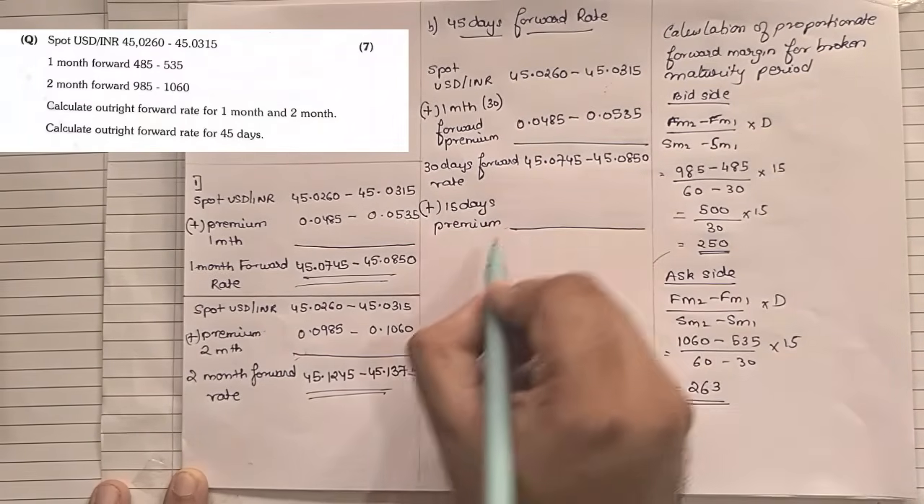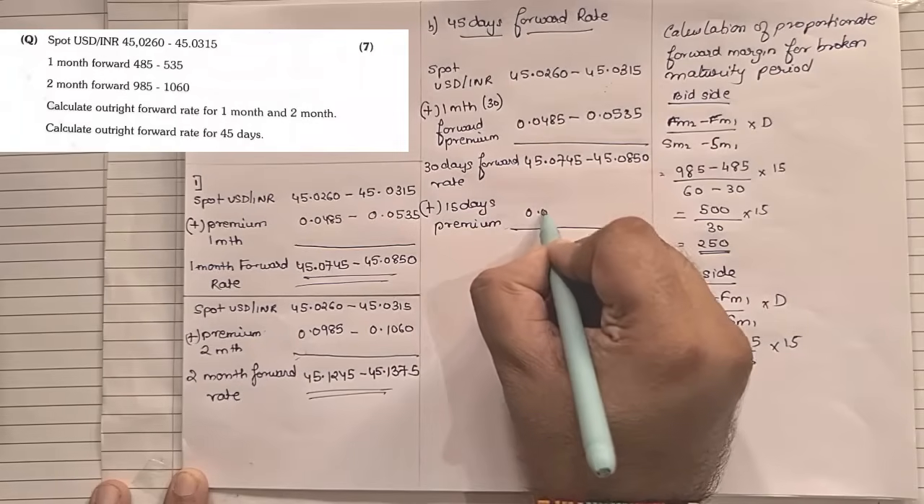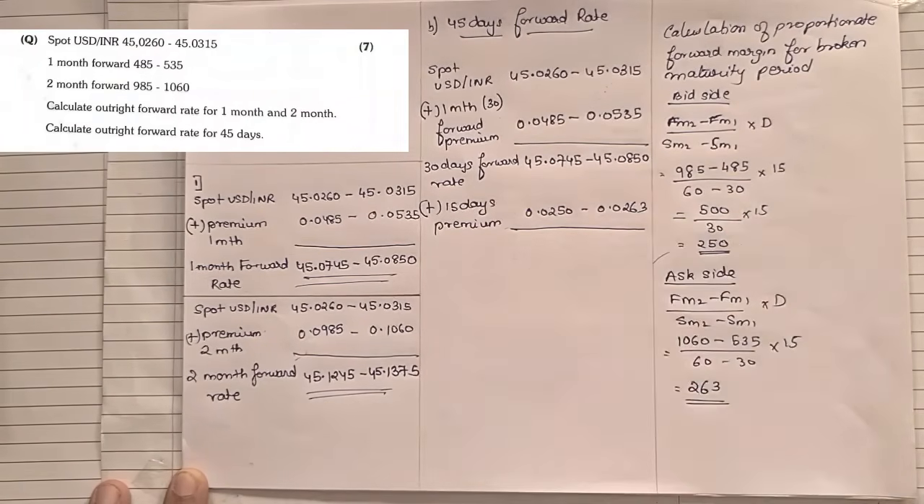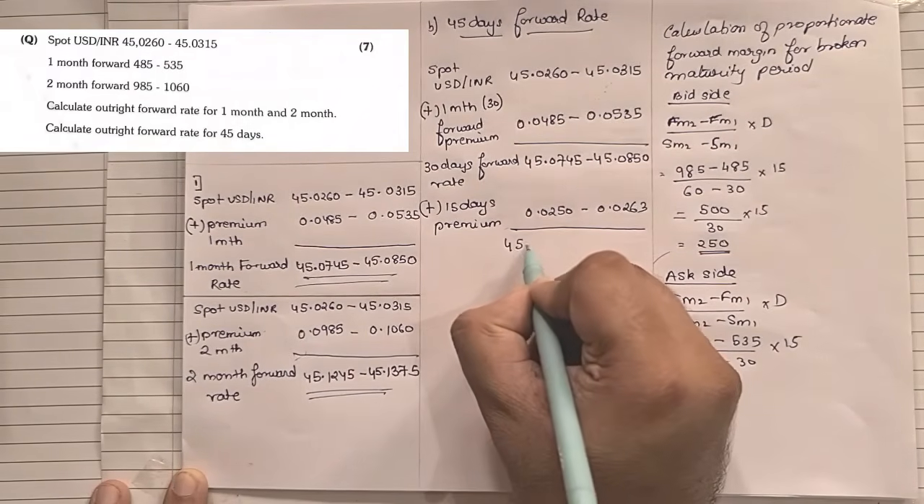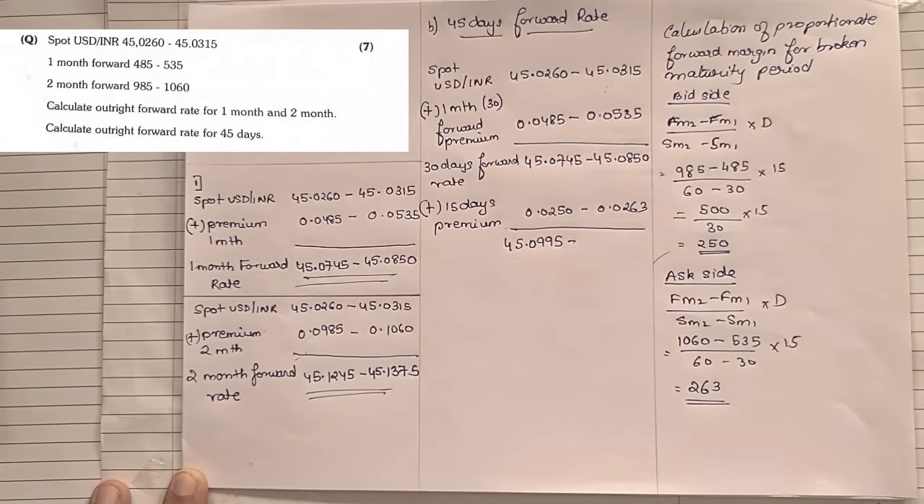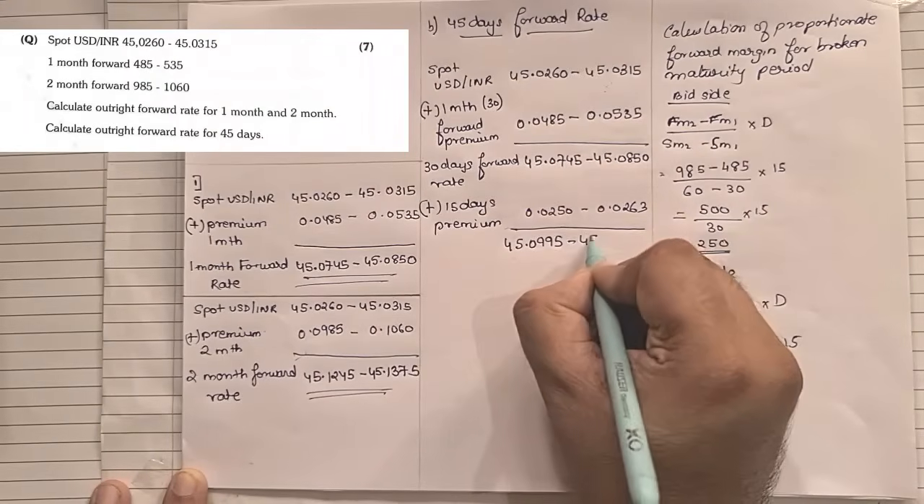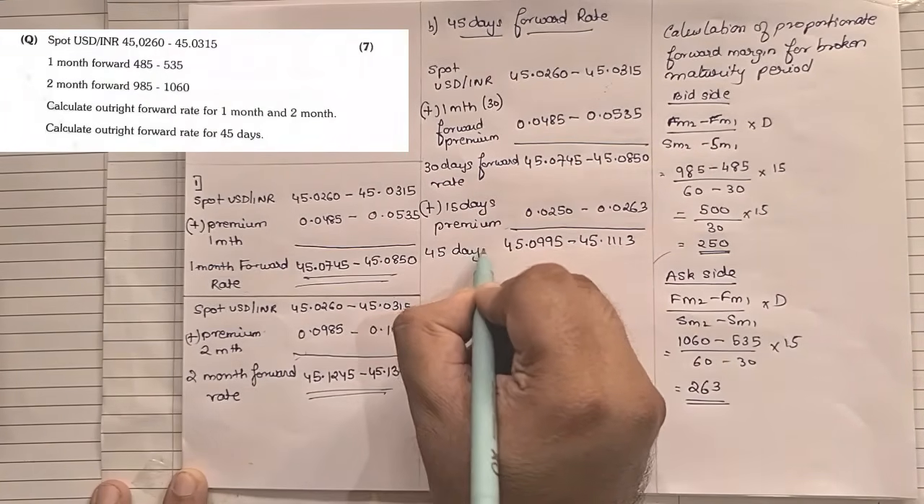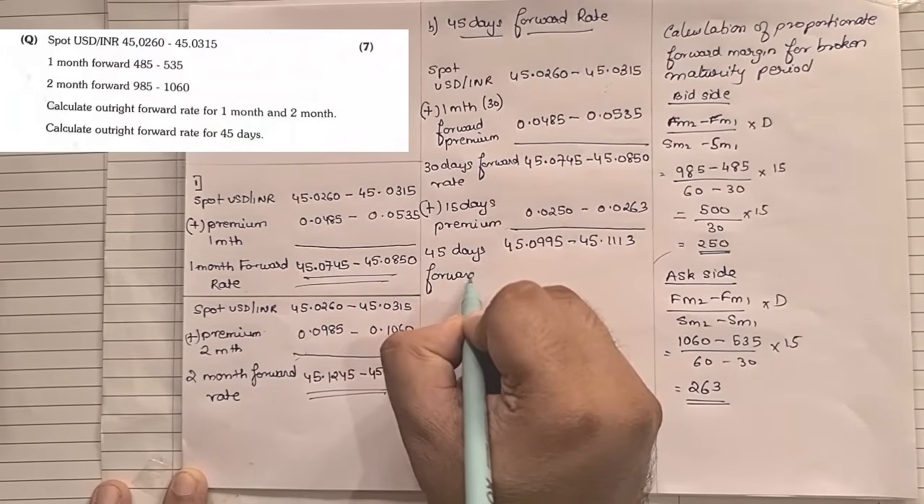Now these are the points which will get added here. So it is 250 points in the bid, so 0.0250, and here it will be 0.0263. So we'll add it up now. 45.0745 plus 0.0250, I will get the value as 45.0995. And 45.0850 plus 0.0263 will get the value as 45.1113. This is nothing but my 45 days forward rate.